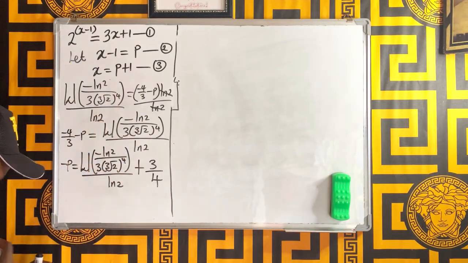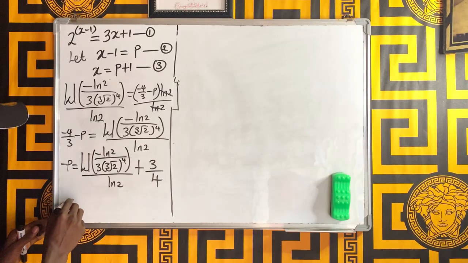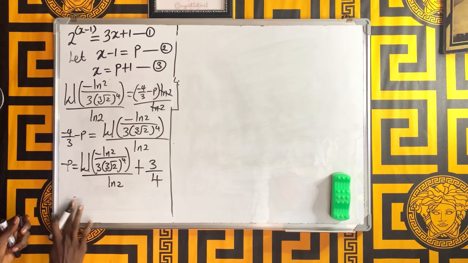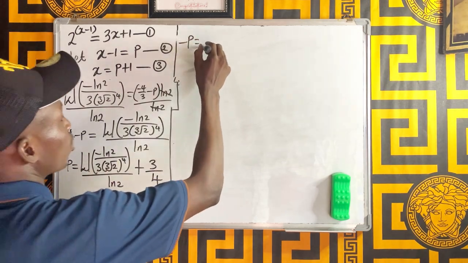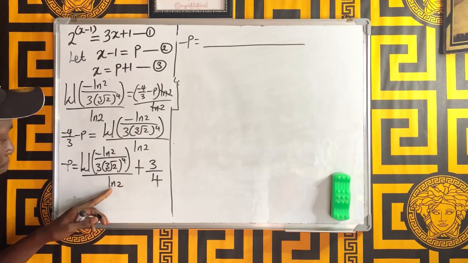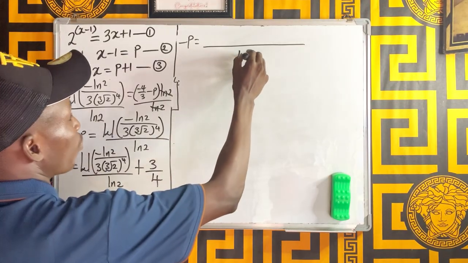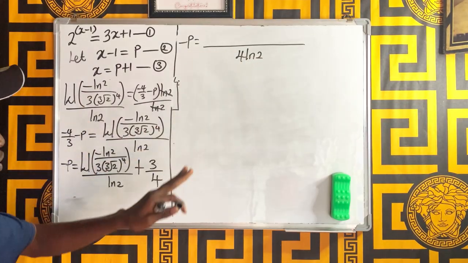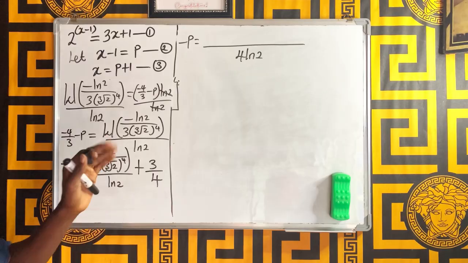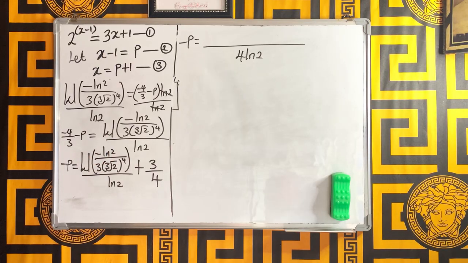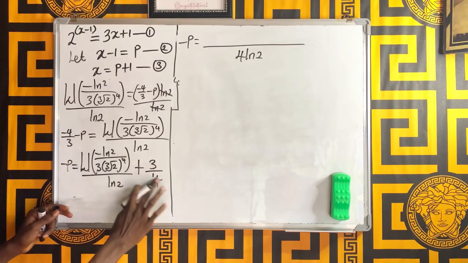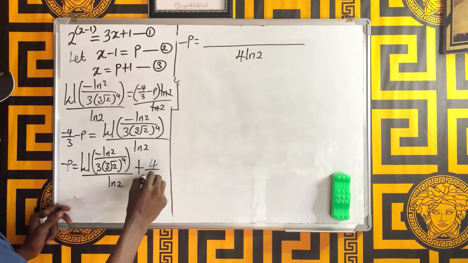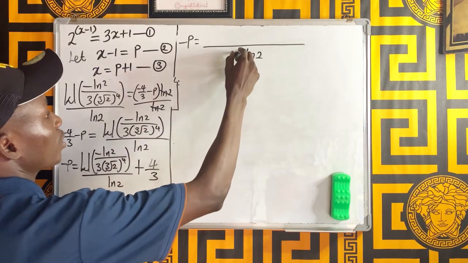Now at this point, let's take the LCM. So minus p is equal to, what is our LCM? Our LCM will be ln 2 times 4. That's our LCM, so it becomes 4 ln 2. Now if we divide 4 natural logarithm of 2 by natural logarithm of 2, we are going to have 4, right? Sorry, this is minus 4. Sorry for that, but it's 4 over 3. Sorry for that, okay? Thank you.